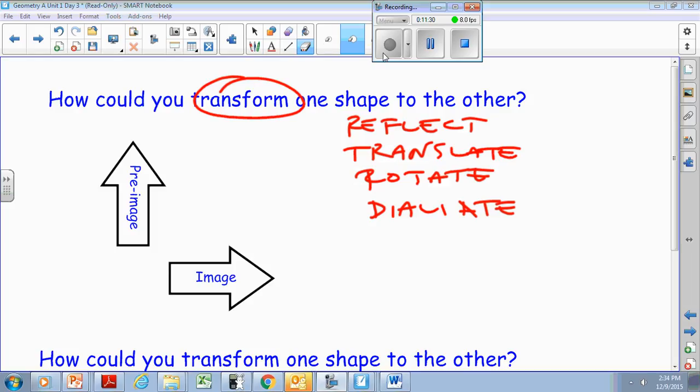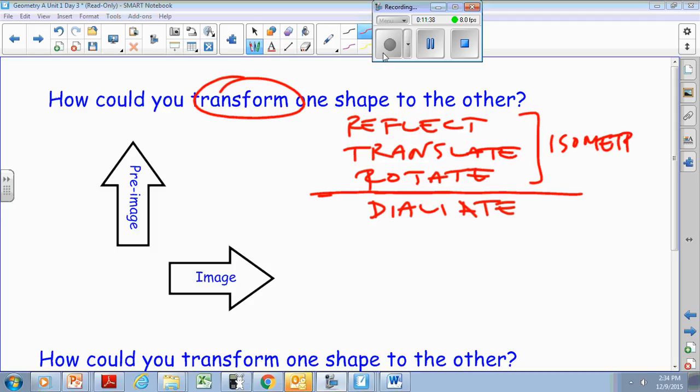So I'm gonna draw a line. Isometry. The dilate thing is, hey, one picture is smaller than the other.